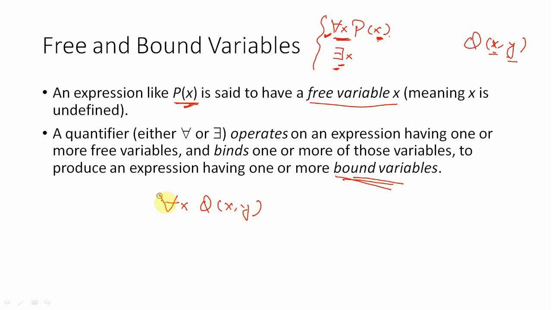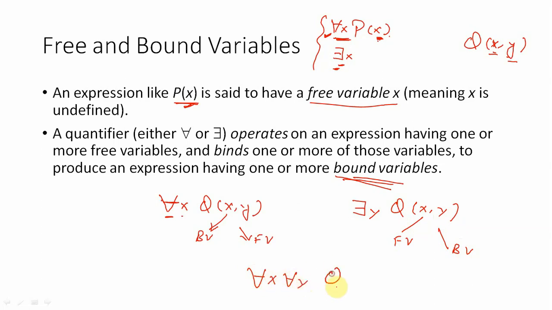Say, for example, I specify for all x, Q(x, y). Now there are two variables, x and y, but only one quantifier, defined on x. So x here is the bound variable and y is the free variable. Suppose I say there exists y, Q(x, y). Now x is the free variable and y is the bound variable. If I specify for all x, for all y, Q(x, y), then x and y both are bound variables. In a nutshell, any variable for which a quantifier has been defined is called a bound variable, and a variable for which no quantifier has been defined is called a free variable.